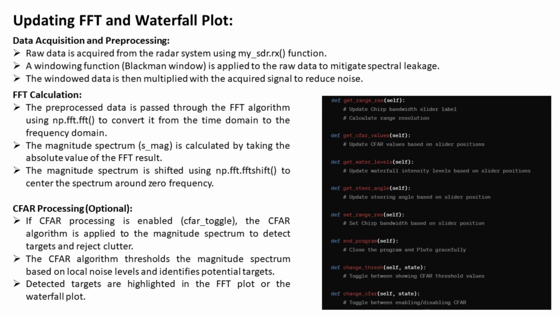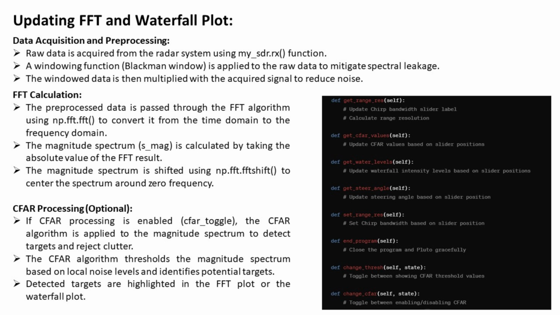Updating FFT and waterfall plot. Data acquisition and pre-processing. Raw data is acquired from the radar system using my_SDR.rx function. A windowing function, Blackman window, is applied to the raw data to mitigate spectral leakage. The window data is then multiplied with the acquired signal to reduce noise.